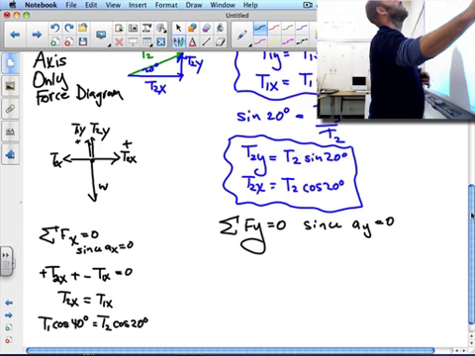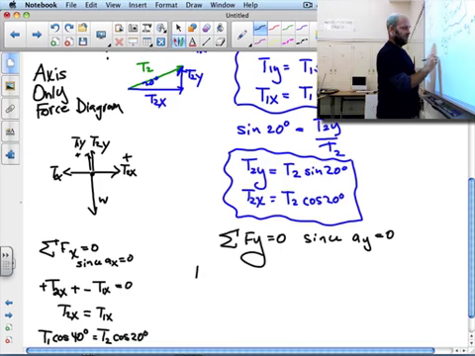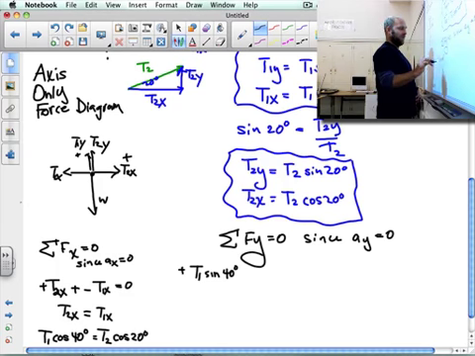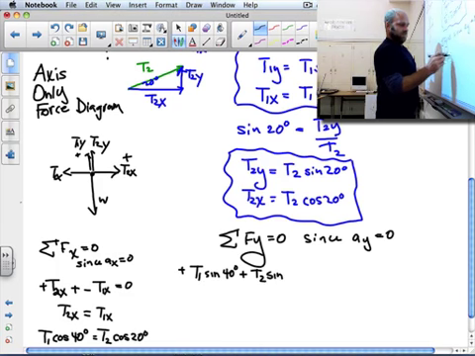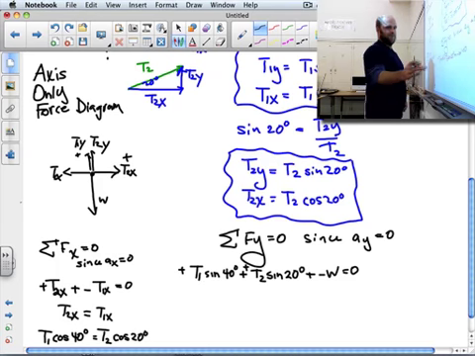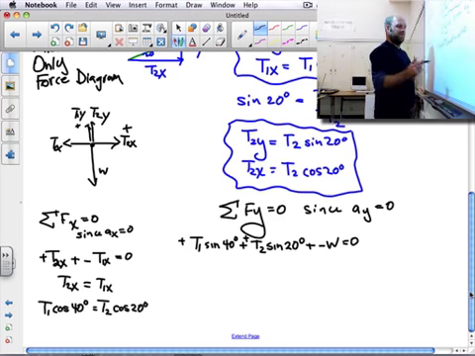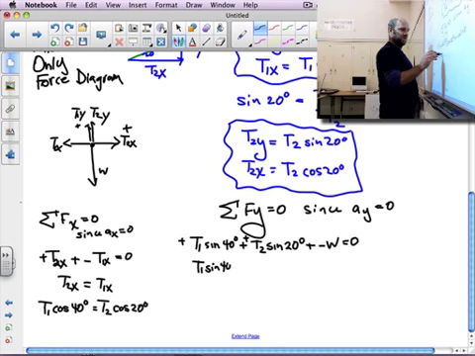So let's see what my T1y is. Okay, T1 sine 40 degrees, right? And that's up, so I'm going to make it positive, plus T2 sine 20 degrees, which is also in the positive direction, plus my weight, which is in the negative direction. All of these have to add to 0, okay? Now, I know my weight, but that's it. So now I'm going to see here. Why don't I take T1 sine 40 degrees plus T2 sine 20 degrees has to equal my weight.